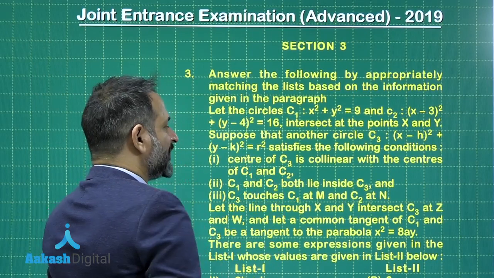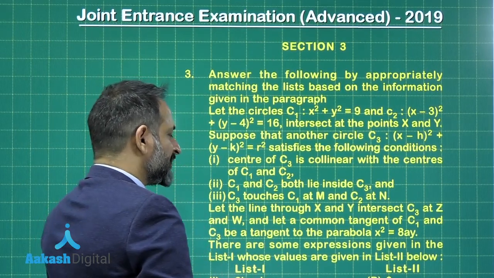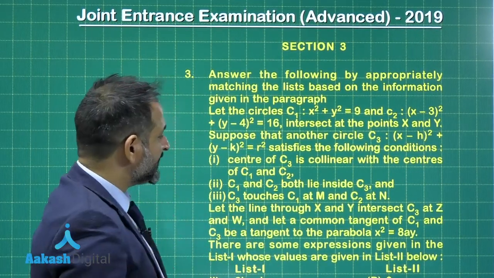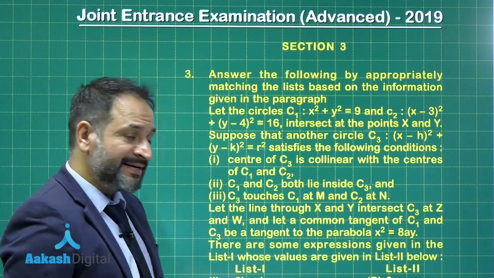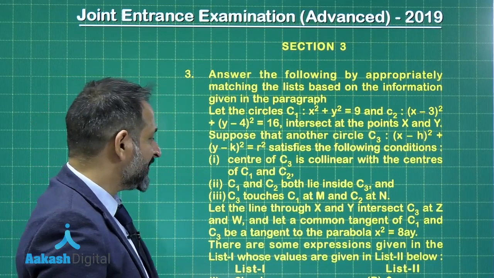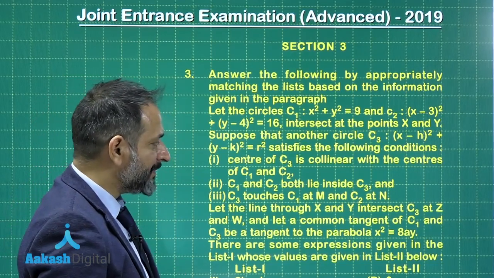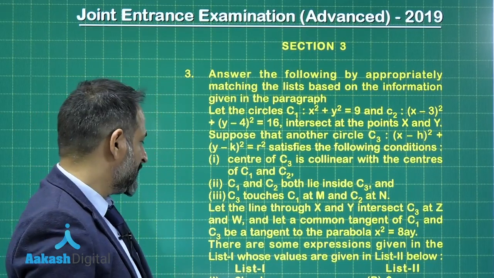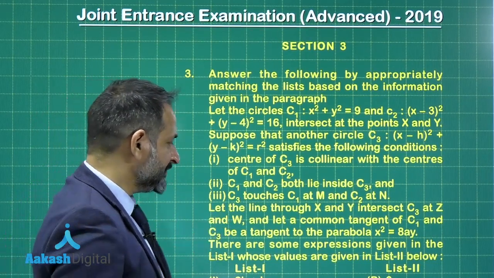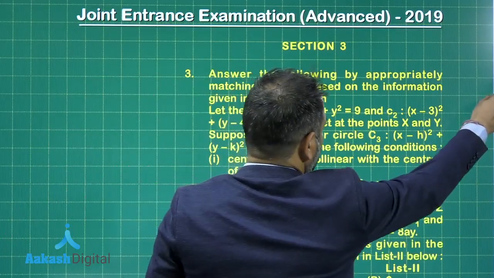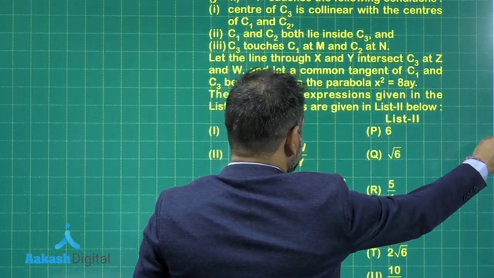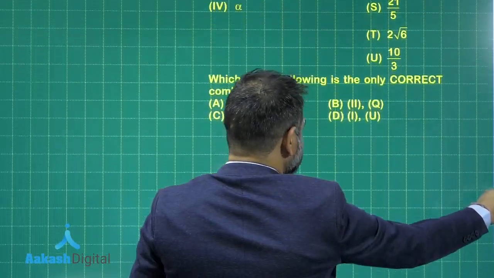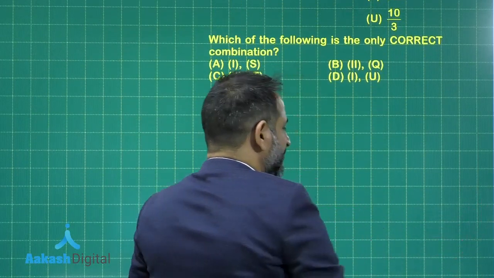The center of C3 is collinear with the center of C1 and C2. C1 and C2 both lie inside C3, and C3 touches C1 at M and C2 at N. Now we have to answer the following questions related to this. So let us see the figure first here. What is the figure here for us?